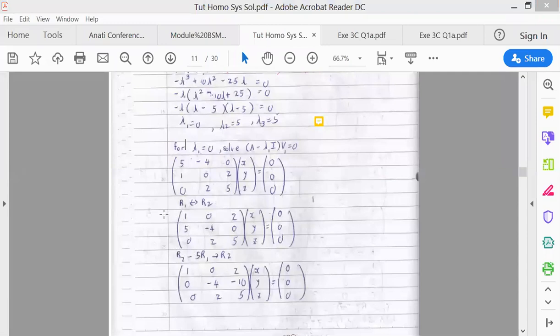In the PDF I cannot write anything, but you can see the first row multiplied by 5. So this is 5 minus 5, taking row 2 minus row 1, which is 0. Negative 4 minus 0, you still get negative 4. First row multiplied by 5, so 5 times 2 is 10, and 0 minus 10 is minus 10. So this is the latest row 2.